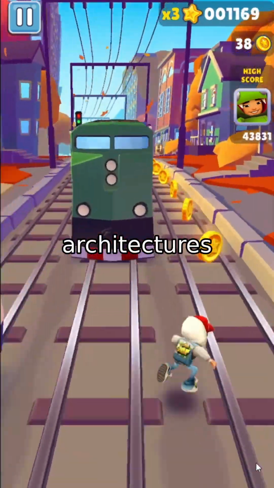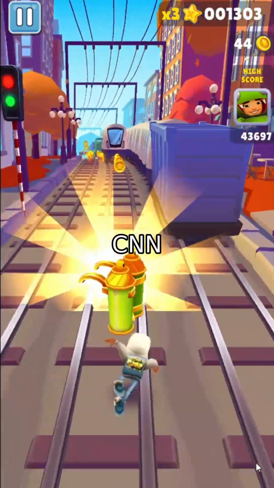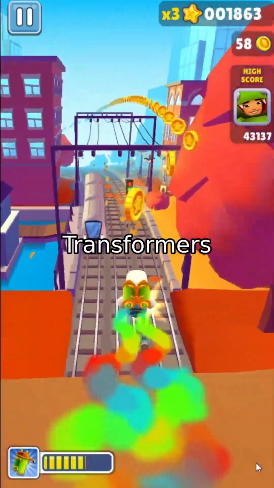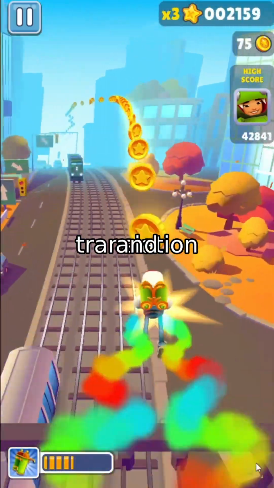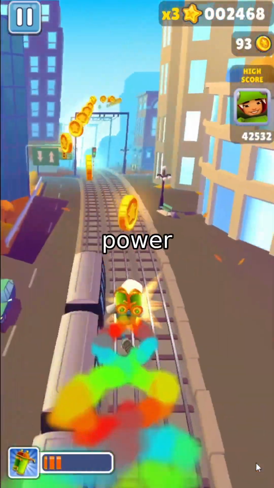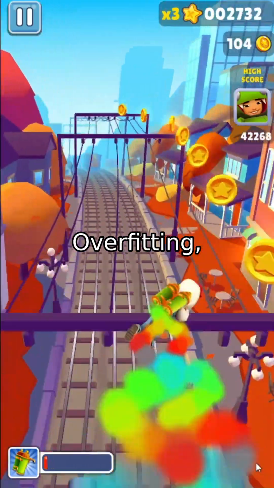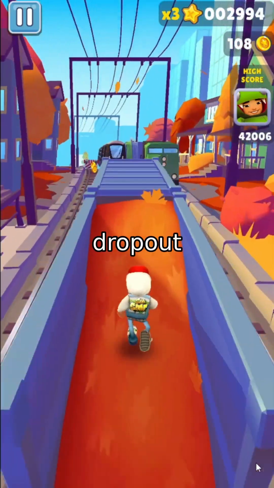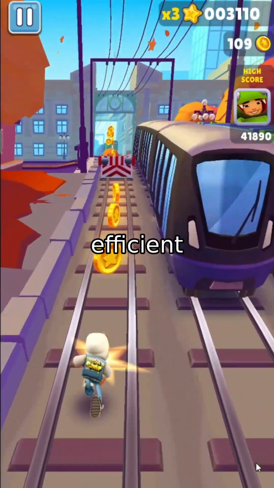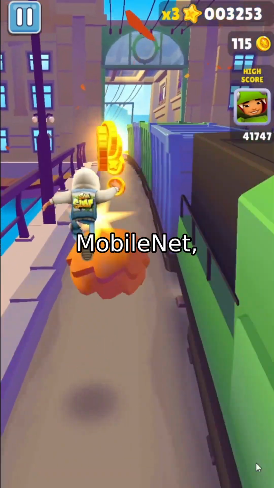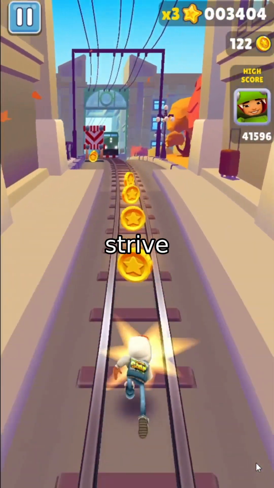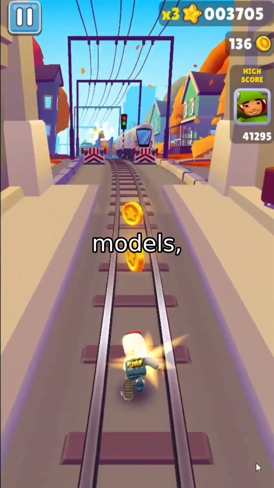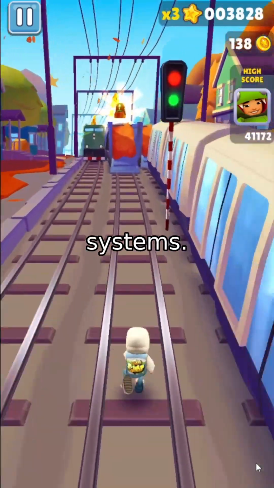Beyond the math, these architectures have tangible impacts. A CNN can diagnose skin cancer from images with dermatologist-level accuracy. Transformers power real-time language translation and code generation. But with power comes responsibility. Overfitting, data bias, and energy consumption are critical challenges. Techniques like dropout regularization, data augmentation, and efficient architectures, e.g., MobileNet, address some issues, while ethical frameworks strive to ensure fairness and transparency. The future isn't just about building smarter models, it's about building smarter, more equitable systems.